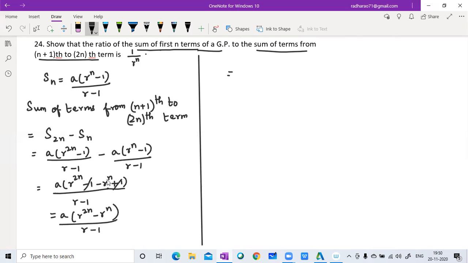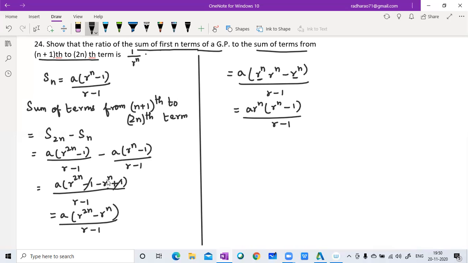Okay, so how do you write this? a into r power 2n can be written as r power n into r power n, minus r power n, by r minus 1. So here again r power n is common. So a into r power n into, if I take r power n, what is left out here? r power n minus 1 by r minus 1. So this is the sum of terms from n plus 1 to 2nth term.